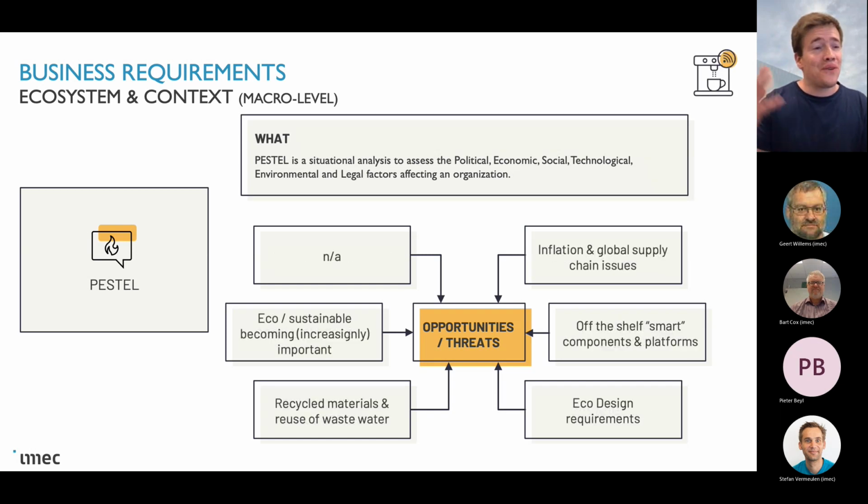I also did that for the coffee machine. They're not necessarily the best analysis, but you could, for example, see opportunities in eco-design, or sustainability becoming increasingly important in society. You could take new technologies like off-the-shelf smart components as a technology change, but you can also go to new technologies in, let's say, recycled materials, etc. It's an interesting technique.